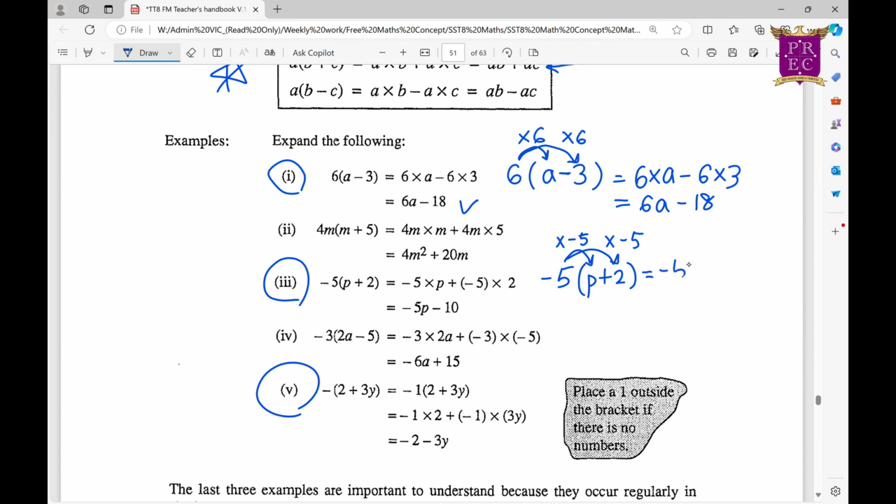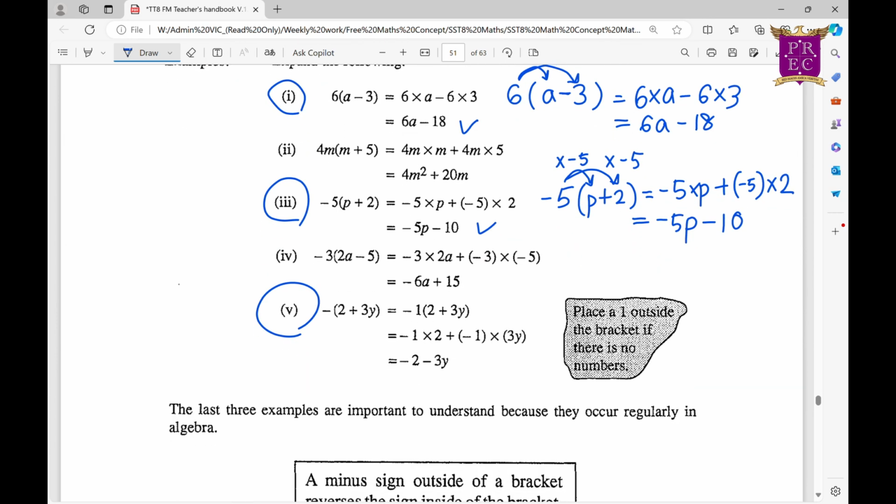And so that essentially gives you negative 5 times p plus negative 5 times by 2. And so that gives you negative 5p. And when you multiply a positive and a negative, you get a negative, so that becomes minus, and 5 times 2 is 10.